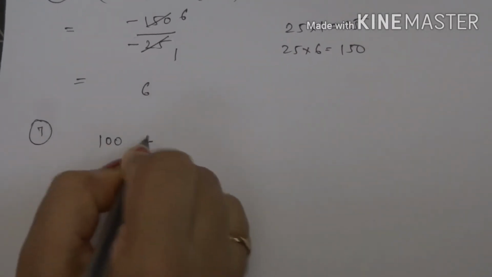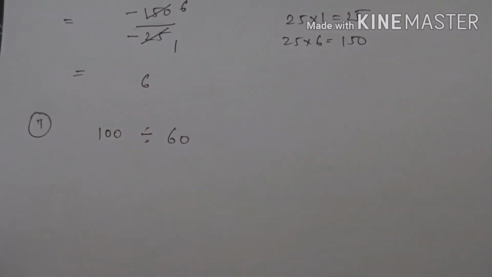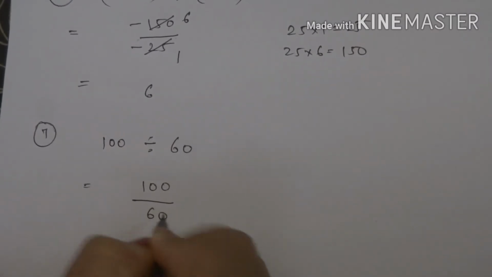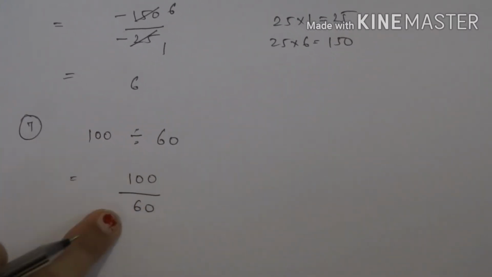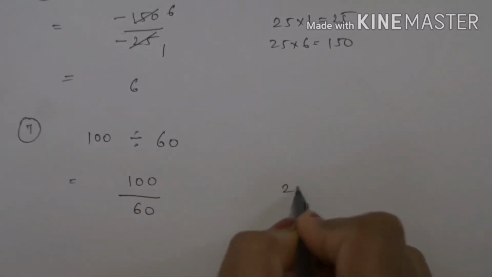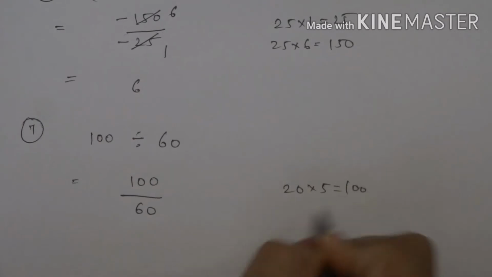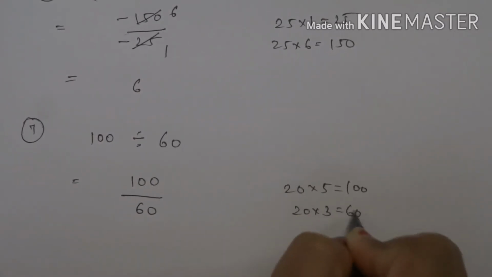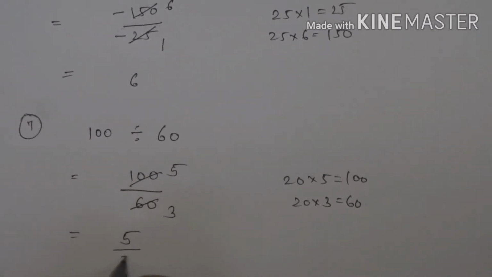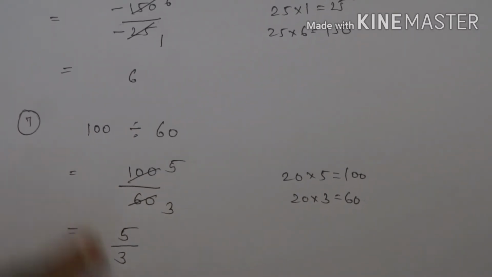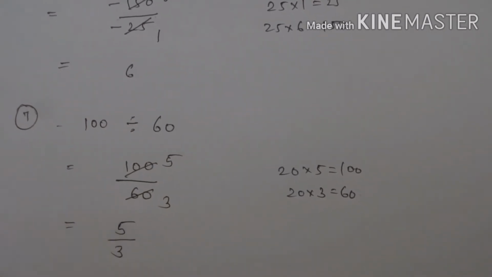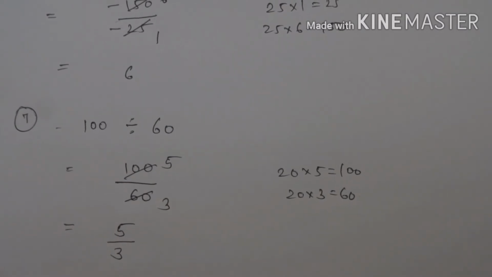100 divided by 60. This is your 7th sum. Write it in fraction form: 100 upon 60. Now see the table in which both the numbers will go, children. I think it will go in 20's table. 20 5s are 100, children, and 20 3s are 60. So your answer in the reduced form of fraction is 5 upon 3. Here no sign means it is having plus. Plus we are not putting. So the answer is 5 upon 3.